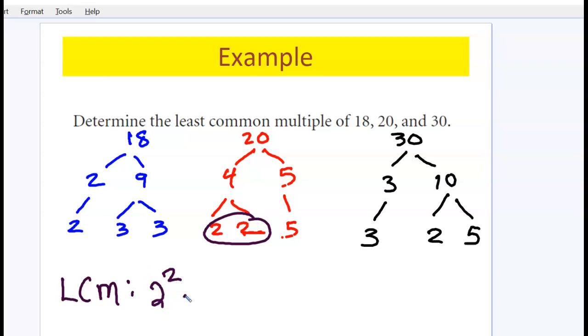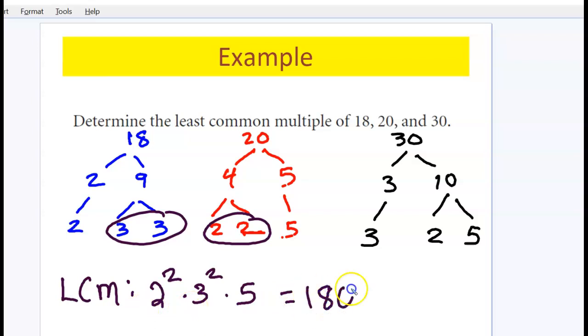And again, the next prime factor is 3 that shows up in this list going horizontally across. And 3 shows up twice in 18, so it's going to be 3 squared. And finally, the last prime factor that shows up is 5. It doesn't show up in 18, but it doesn't matter. It shows up at least once in 20, and it also shows up in 30, and there's only 1 5, so I can only put 1 5 down here. So now if I go 2 squared times 3 squared times 5, that gives me a lowest common multiple of 180. So therefore, for 18, 20, and 30, the smallest number that all 3 of those divide into evenly would be 180.